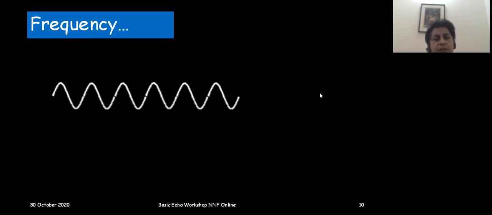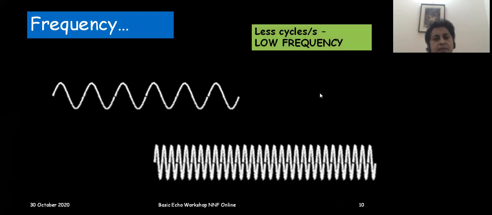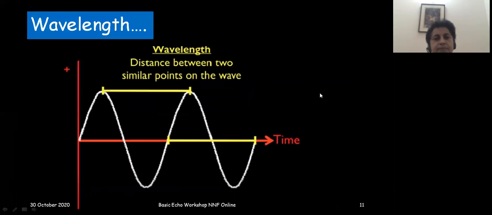So what does the term frequency mean? So frequency, this is a waveform. It has got a certain number of cycles. Now, this is another waveform. There are more number of cycles. So the image above has a lesser frequency and the image below has a greater frequency. So less cycles per second is a low frequency, and more cycles per second is a higher frequency. Now the wavelength is the distance between two similar points on a wave.